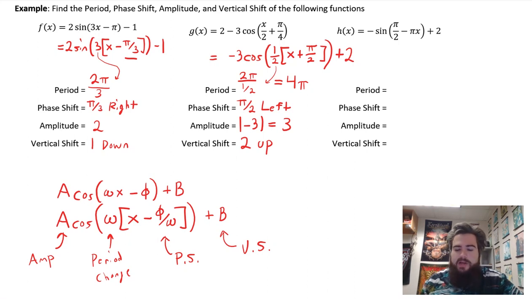For the last case, we have negative sine of pi halves minus pi times x plus 2. When I work with this one, I'll have negative sine, and if I factor out the value multiplying x, which is a negative pi, I will have remaining x as well as a minus 1/2.